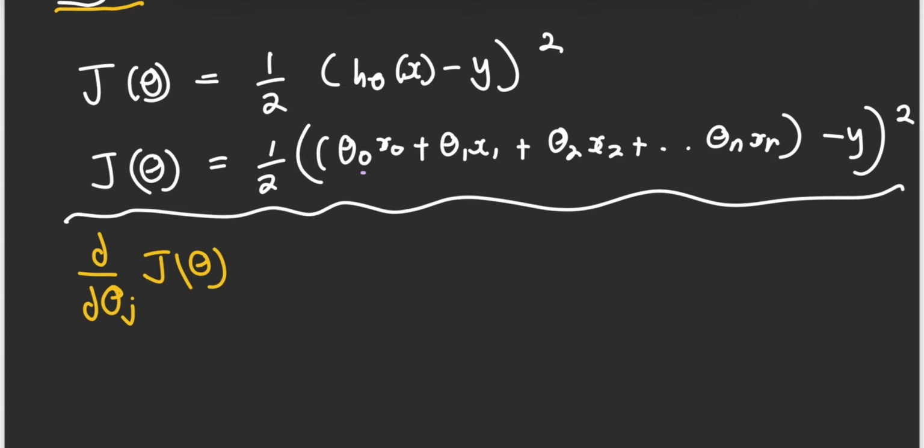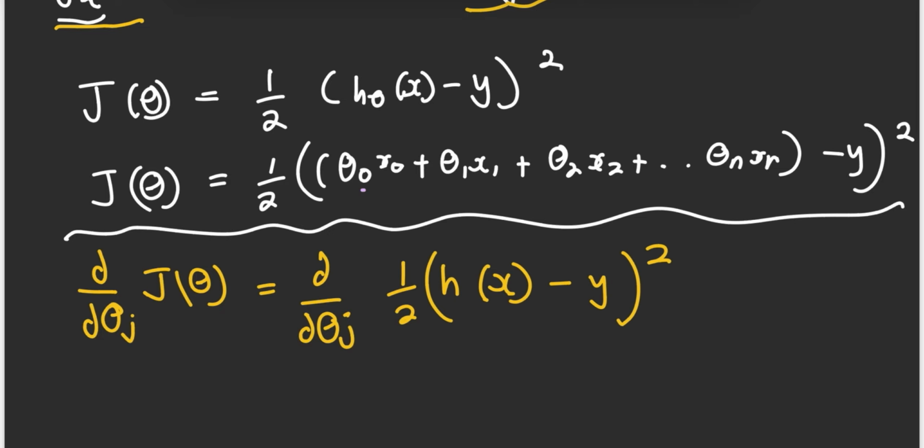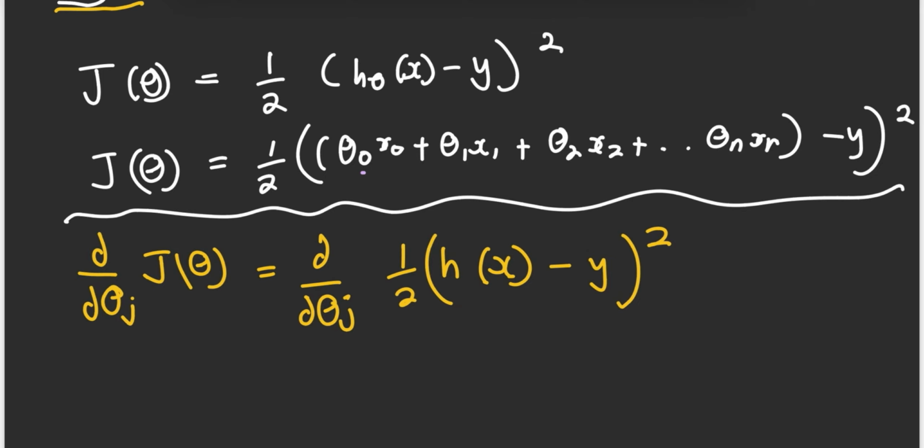So J of theta is basically 1/2 h theta x minus y squared. Remember, I know that h theta of x can be expanded in this form. So basically this is the partial derivative of this expression, 1/2 h theta of x. I'm going to drop this theta, just know that this is h theta of x. I'm just going to leave it as h of x minus y, all of that squared. Okay, so this is what we want to find. We want to find the partial derivative of this, right? This is the only function that contains theta, h of x.